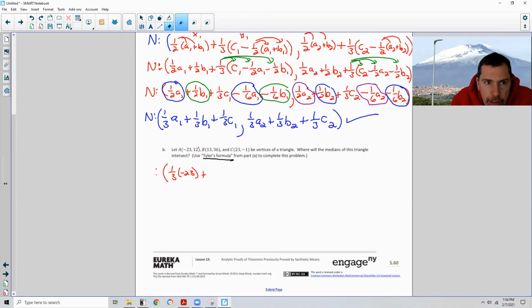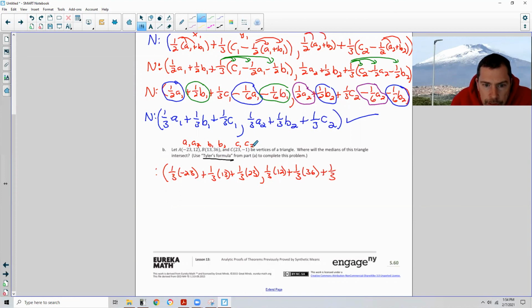Let A be the point a sub 1, a sub 2. I labeled these wrong. A sub 1, a sub 2, B sub 1, B sub 2, C sub 1, C sub 2. All right, so 1/3 a sub 1 plus 1/3 b sub 1, which is 13, plus 1/3 c sub 1, which is 23, comma 1/3 a sub 2 plus 1/3 b sub 2 plus 1/3 c sub 2.